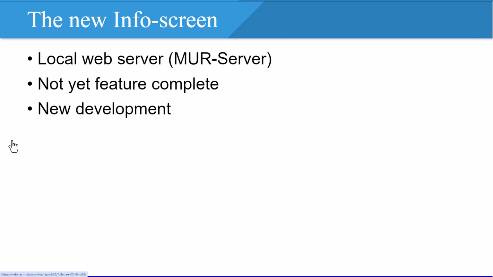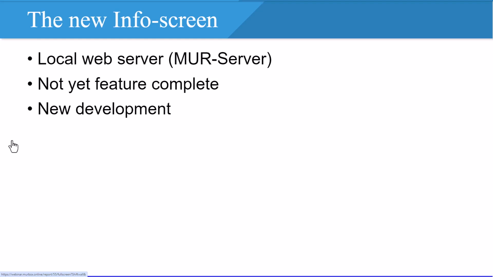So just a few words about the new info screen. It's web-based, but it's a local web server, which is your MUR server, which means it's only available inside your factory where you have the MUR system today. That makes it safe and secure, and it makes it possible to also use offline. If internet goes down, you can still access this web interface.